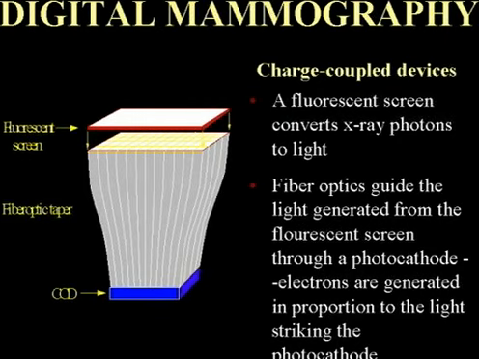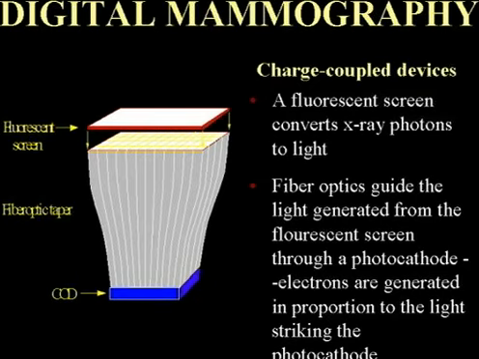Let's look at the charged couple device approach. This was the original detector on which LORAD got its FDA approval. Here we have a fluorescent screen which is going to function very similar to a film screen combination. It's going to absorb X-ray energy and convert it to light. The light is going to travel down these fiber optic tapers until it reaches the charged couple device where it will be stored as electrons.